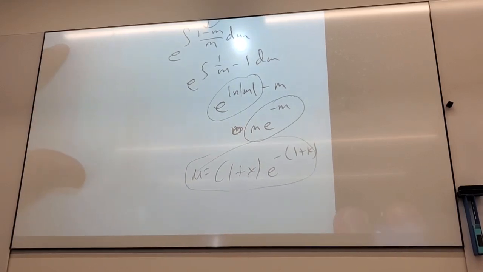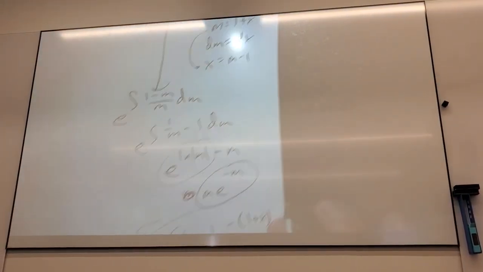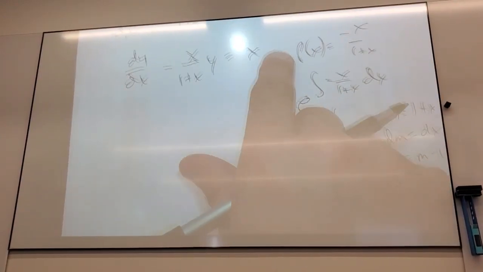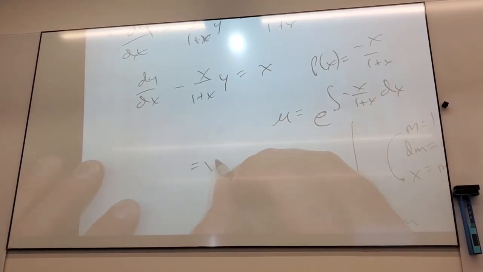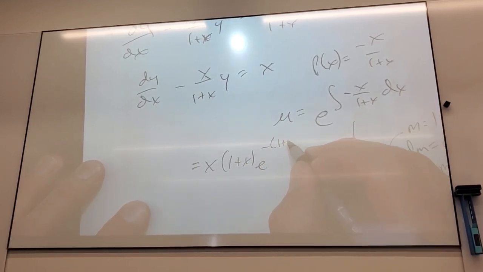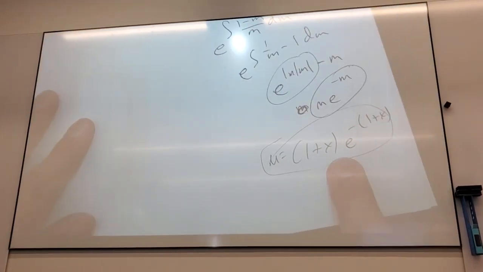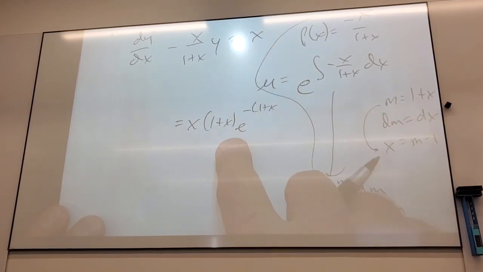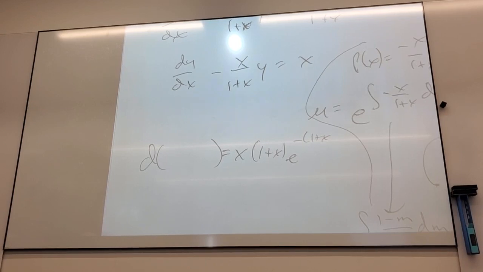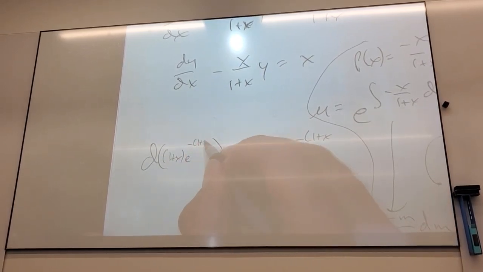So, I do this. I'm going to show you, because it's annoying to have to rewrite so many times. That's what I'm going to multiply both sides by, correct? So I'm going to write the other side first. It would be x times 1 plus x e to the negative 1 plus x. I'm going to multiply both sides by this. So I'm going to get that on this side. This side, it's going to become d of what? D of all that. D y.